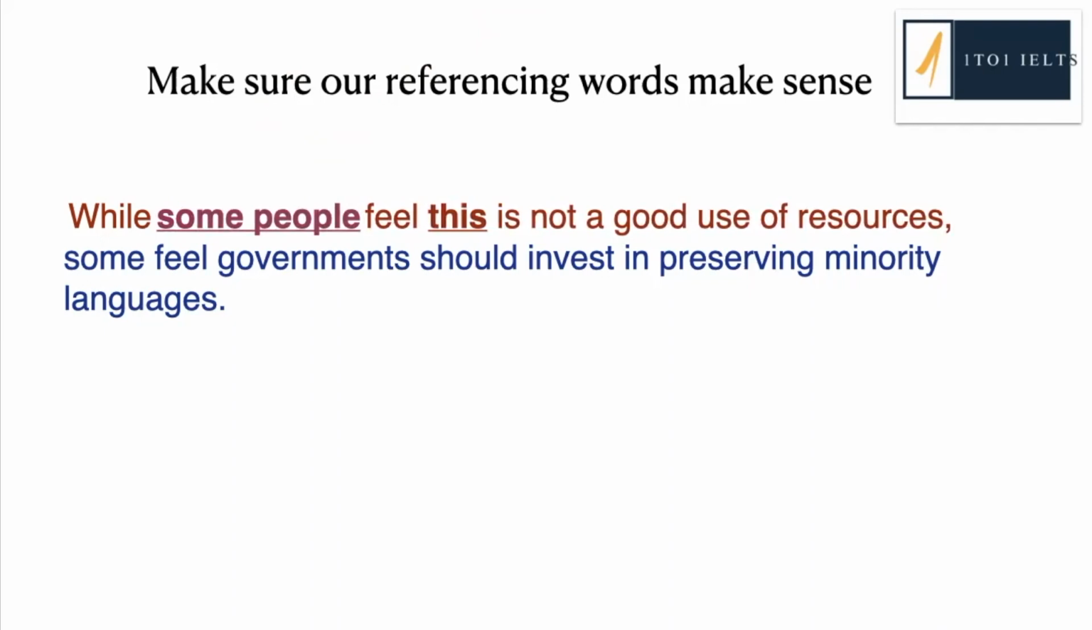So to fix the problem with other people, we simply just need to put while some people. And now this makes perfect sense. The slightly trickier referencing word here is this. And this is really the key to understanding this technique, because when we look at this, we've got to be really sure what this is talking about. So what is not a good use of resources?